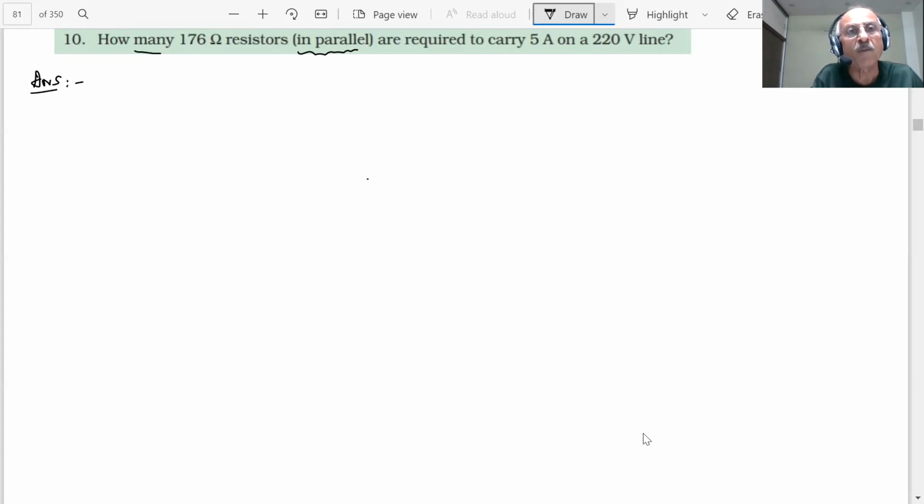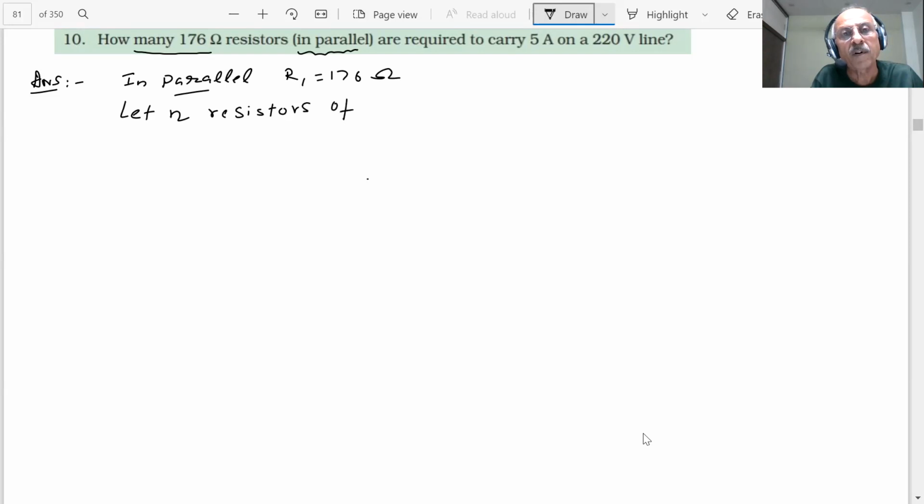How many? He says, how many 176 ohm resistors? They are connected in parallel, student. In parallel. You are given, supposing R1 is 176 ohms. In parallel, let N resistors of 176 ohms be connected in parallel, student.